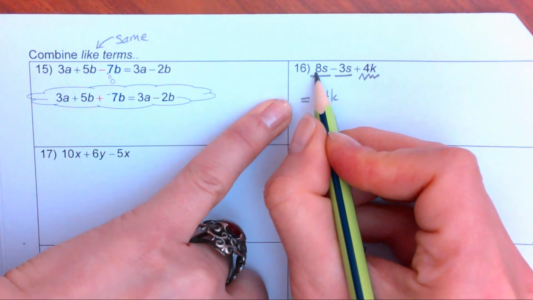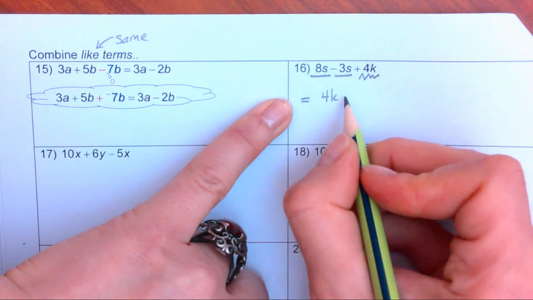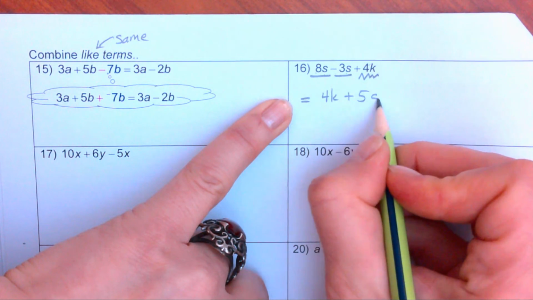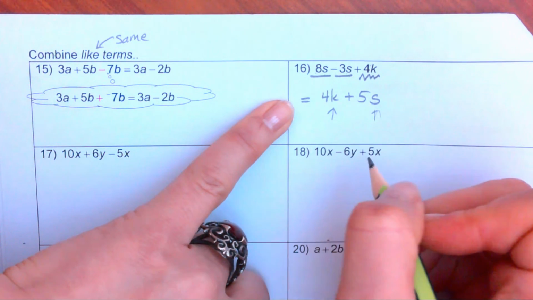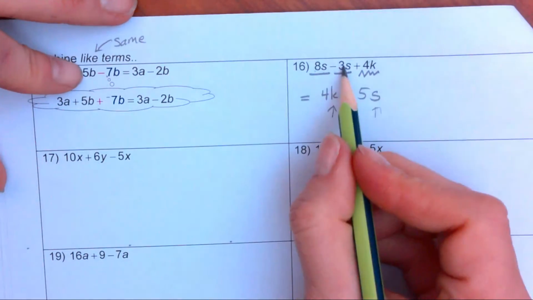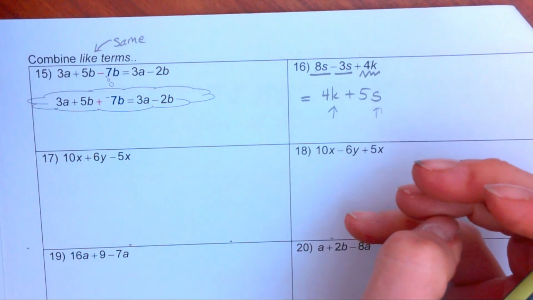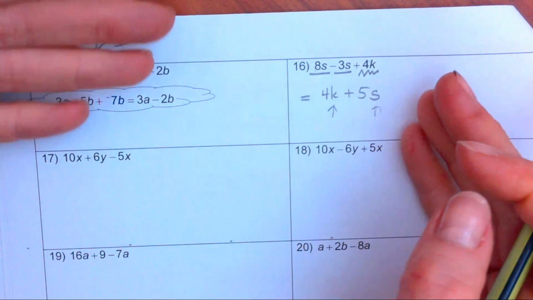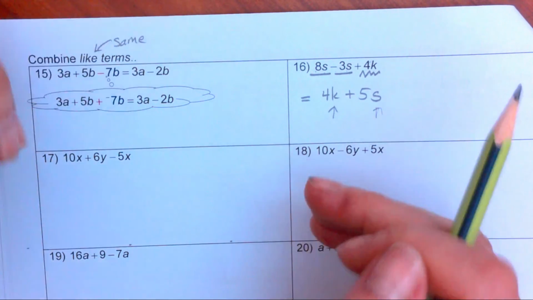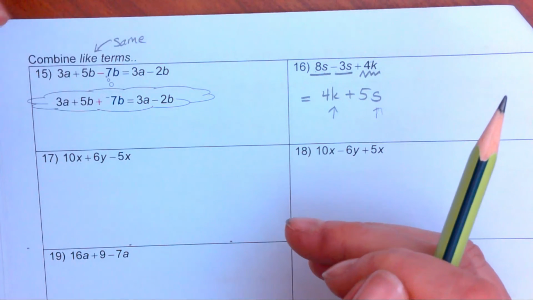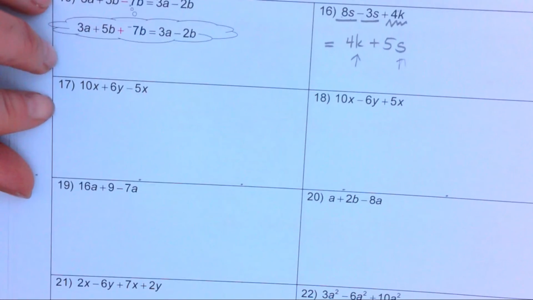I had 8 S, we'll call them snakes. I had 8 snakes and I lose 3 snakes, so I only have 5 snakes. Okay, so K comes first in the alphabet, so that's why I put S last. Because normally we don't move things around. But when we're combining like terms and we have our final answer, we can move things around just at the very end to make it big to small or alphabetical order. Okay.